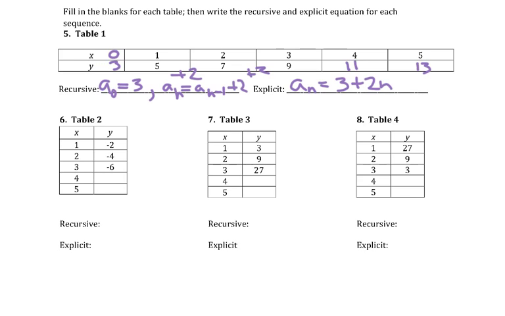Okay, table 6, -2 to -4 to -6 to -8, subtracting 2 each time. So going backwards to 0 would also be 0. So a sub 0 equals 0. A sub n equals a sub n minus 1 minus 2, and explicit a sub n equals 0 minus 2n.